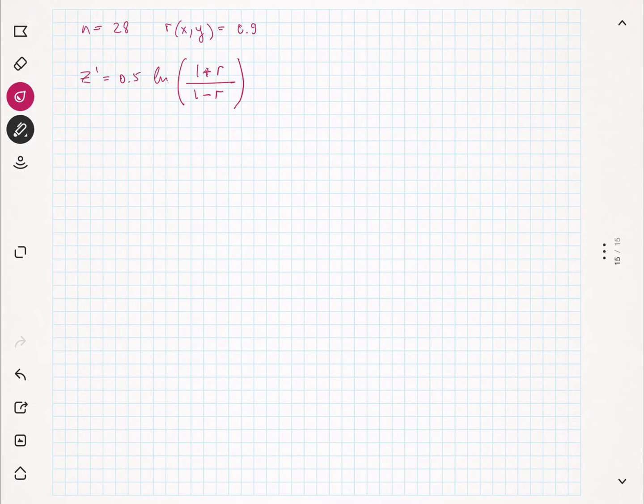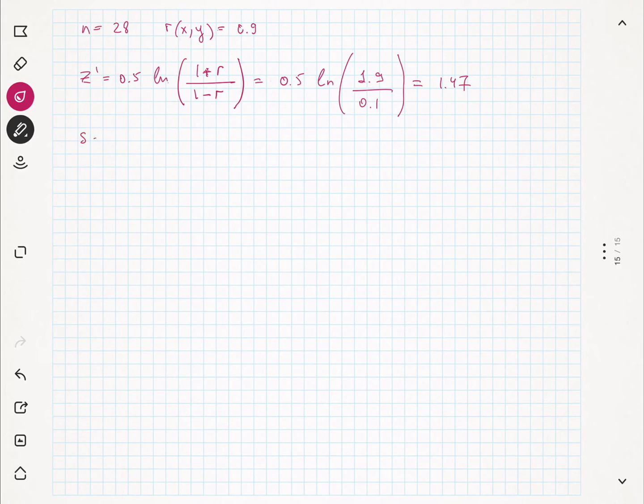Well, we have r, it's 0.9, right? So it means that we have 0.5 times the natural logarithm of 1 plus r, it's 1 plus 0.9, so it's 1.9, divided by 0.1, which simply is 19. Then if we use a calculator and calculate the logarithm value for 19 and times 0.5, we will get approximately 1.47. So this is our z prime value.